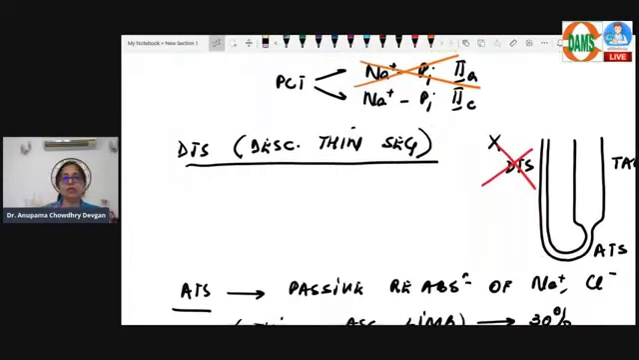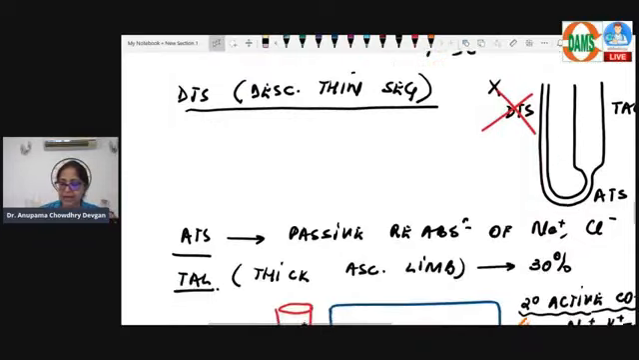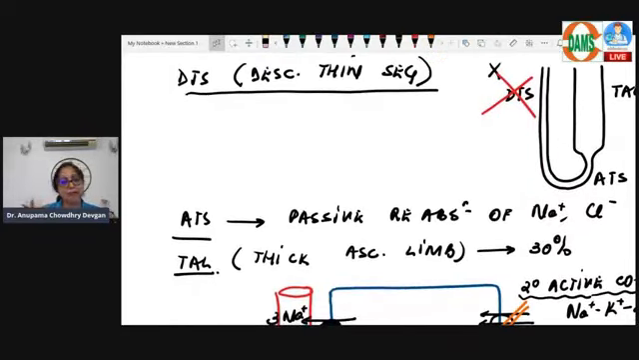Descending thin segment, no reabsorption of sodium. Ascending thin segment, there is a passive reabsorption. When I say passive, that means there are some channels which are present. There is a passive reabsorption. It's not secondary active.